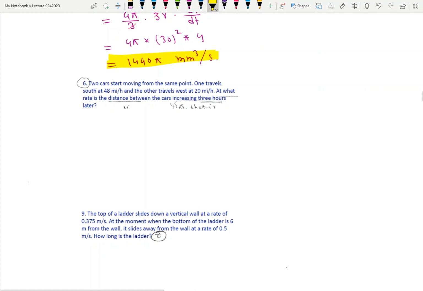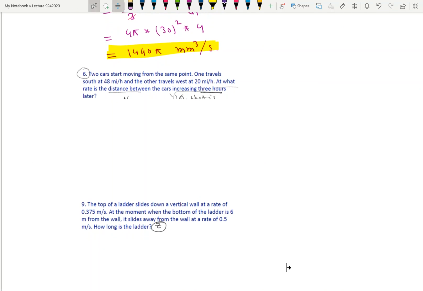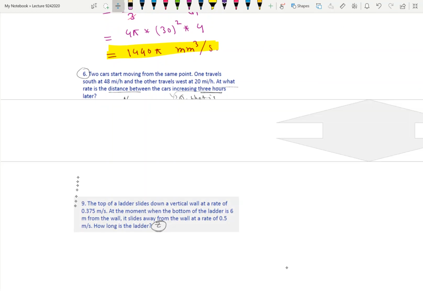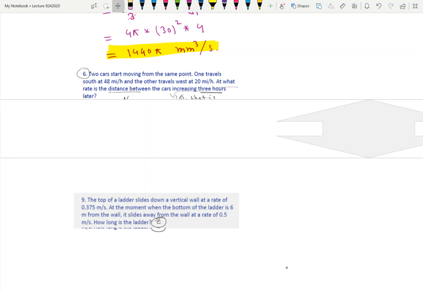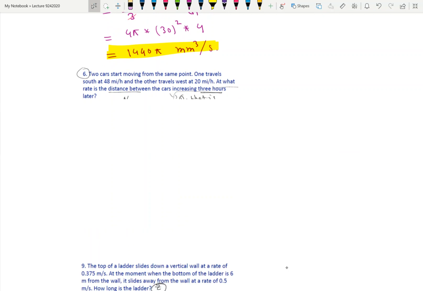Now discuss the next problem. So two cars start moving from the same point. Okay. One travels south at 48 miles per hour and the other travels west at 20 miles per hour. At what rate is the distance between the cars increasing 3 hours later?